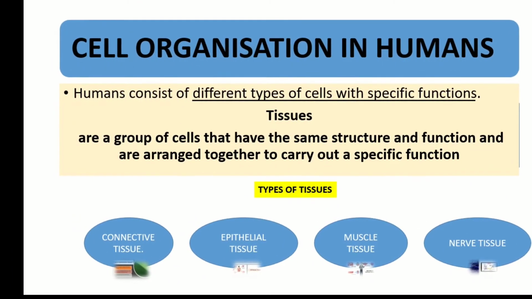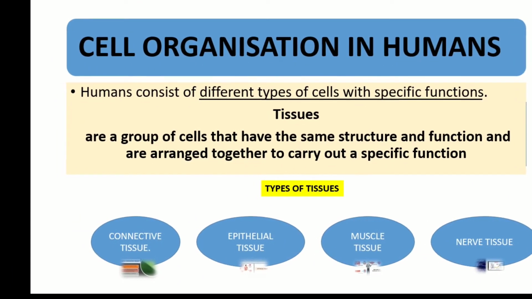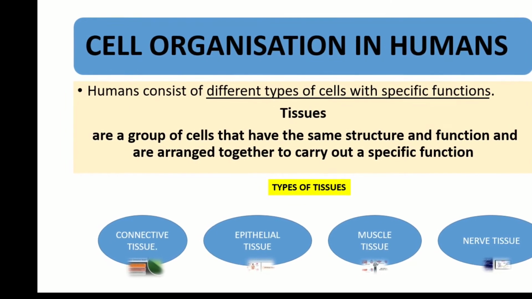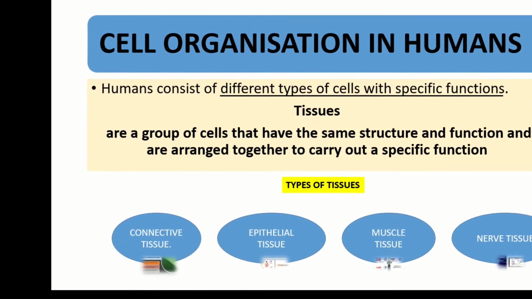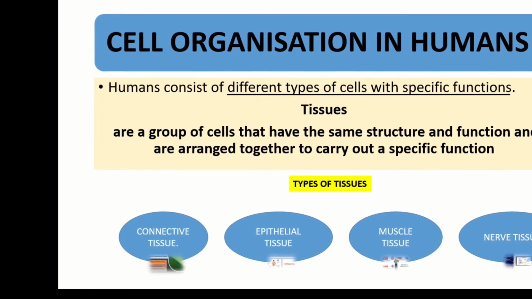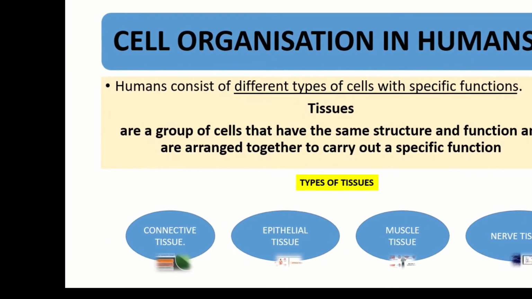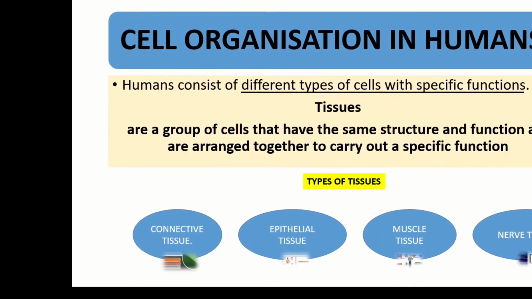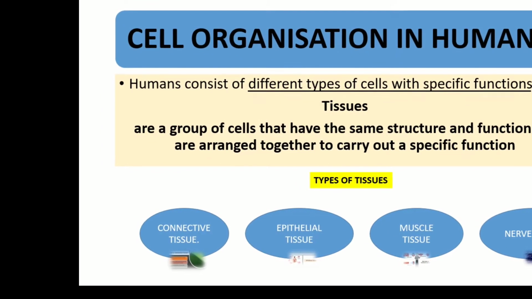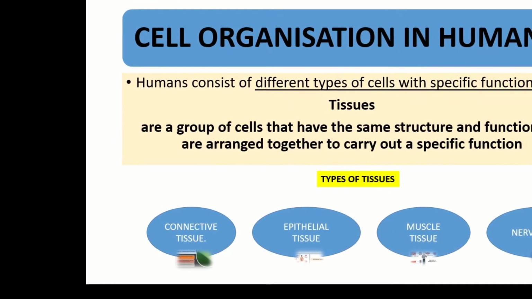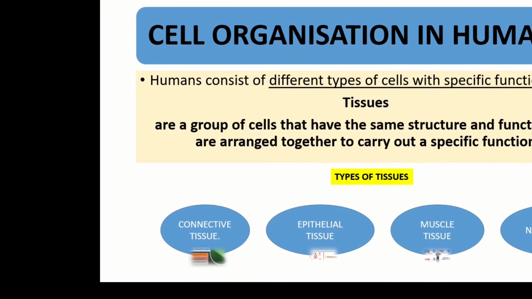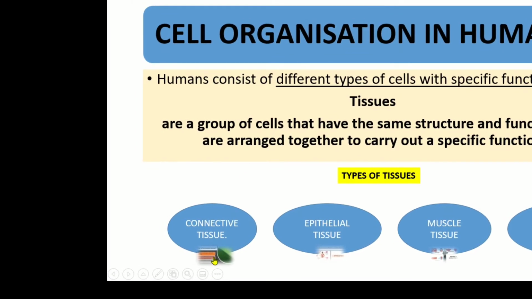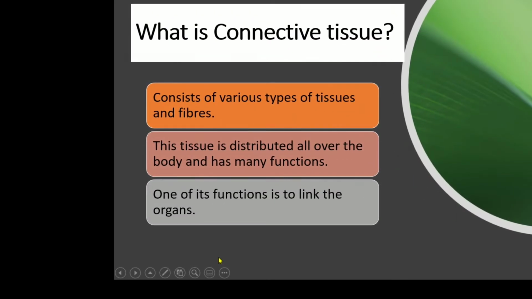Next one, we are going to discuss cell organization in humans. The human body consists of different types of cells with specific functions, and a tissue is formed when a group of cells with the same structure and function are arranged together to carry out a specific function. Here are the 4 types of tissue that we are going to discuss today: connective tissue, epithelial tissue, muscle tissue, and nerve tissue.